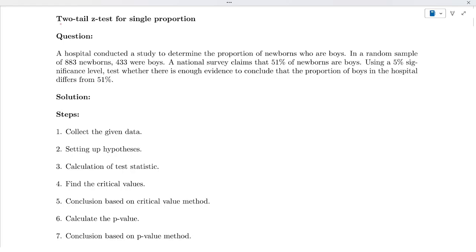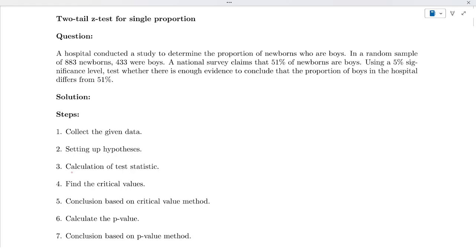What are the steps in the solution? So step one is collection of the given data. Whatever data is given in the question, we have to collect it and write it down so that we can understand what kind of data we are provided and what kind of test we need to do. Then step two, we set up the hypothesis. In step three, we calculate the test statistic.